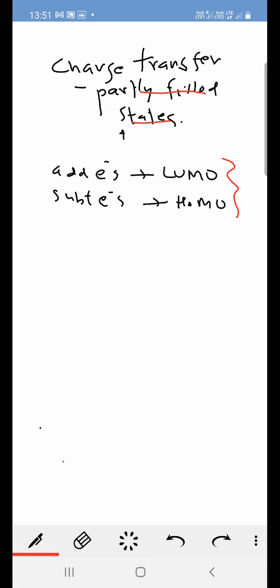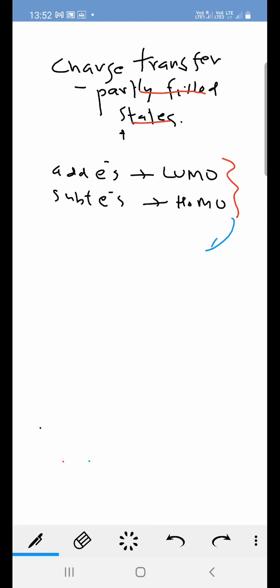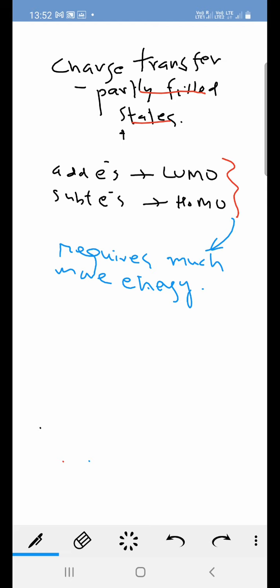And modifying the electron population in other states requires much more energy. So these two conditions require much more energy. So that is why we will ignore the others.